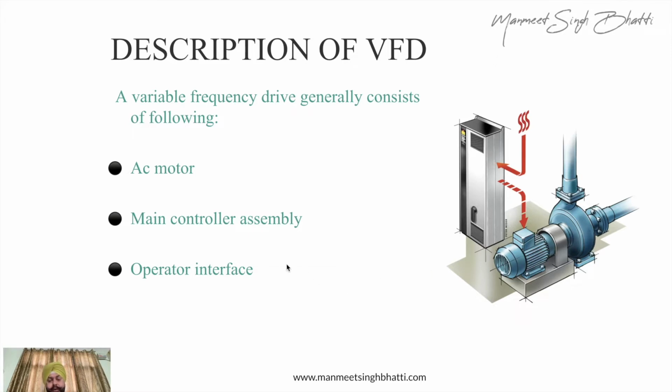And there is one operator interface. This operator interface's job is basically to show you what the speed is, what the frequency is, what the power is, what the quality of power is, and all those things, because you need that information directly, live. So the operator interface provides you that kind of information.